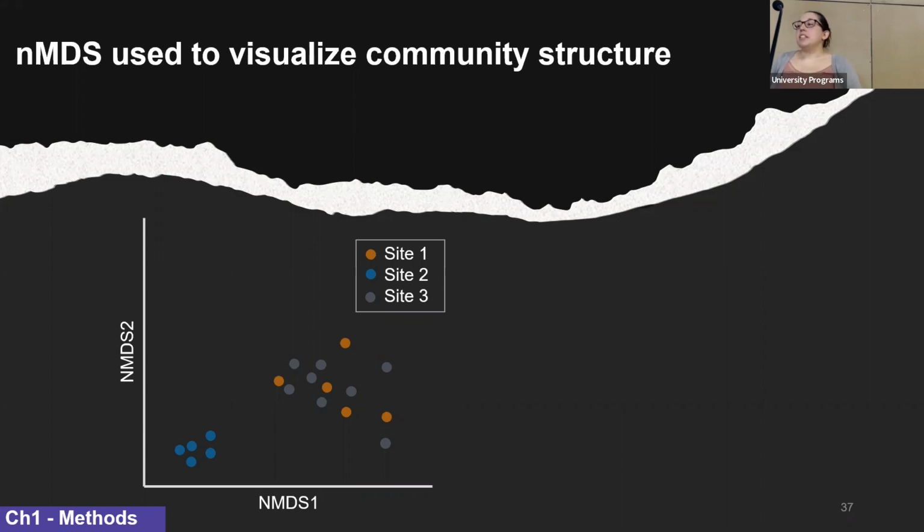I've included this example here where each point represents the organismal community from one site at one sampling period. And in this example, the community is clustered by site, where the samples at site 2 are similar to each other, and the samples at sites 1 and 3 are in a separate cluster and are similar to each other.